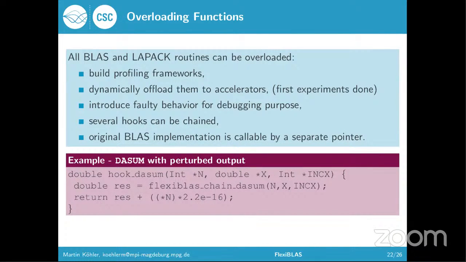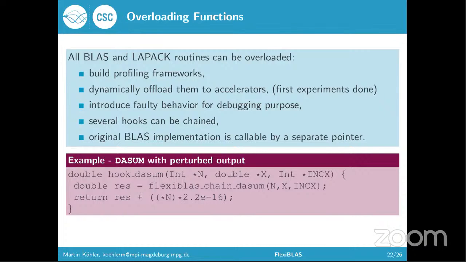Then, as I said, we have this possibility to overload functions. You can install up to 255 steps, which means you can include 255 different overloaded functions for each BLAS call. So, okay, that gets slow in the end. That's nothing somebody wants to do.